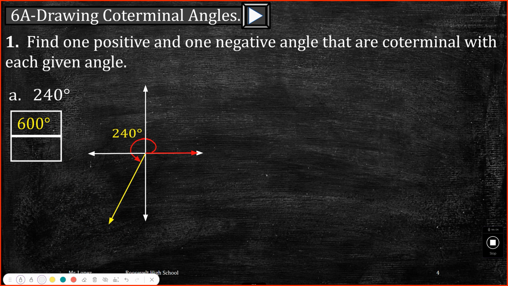If somebody asked me to find a negative one, well, instead of going positive, I'm going to go negative, and end up at this right here. What is this? How much is this?